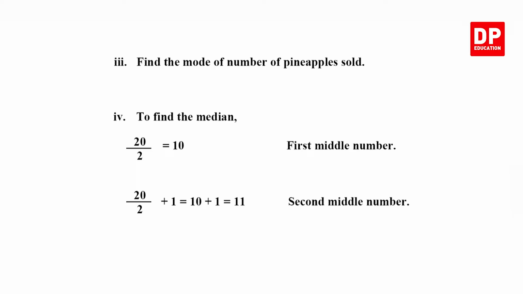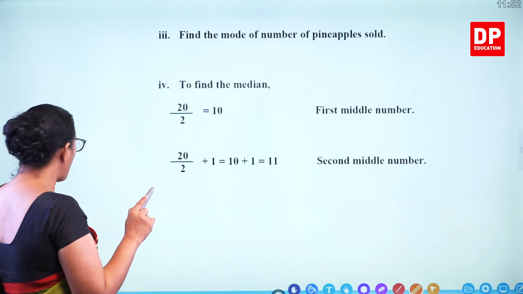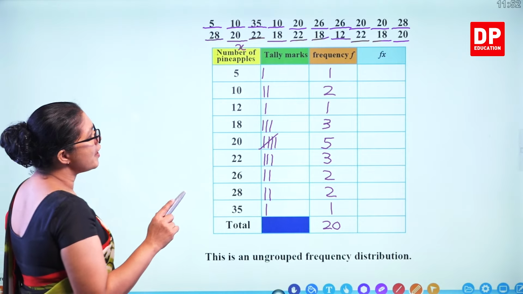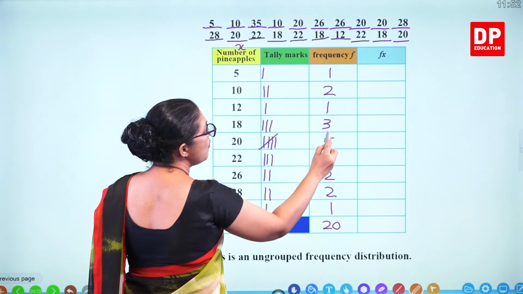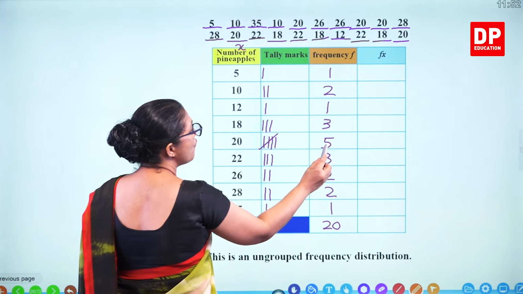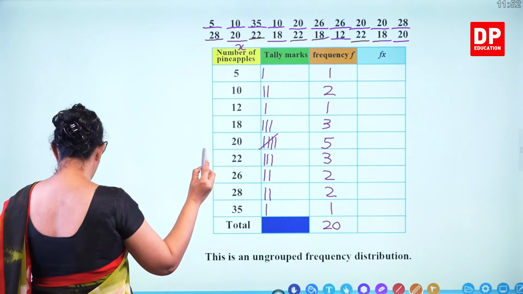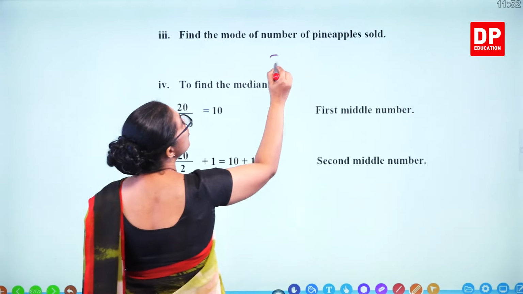So first we'll find out the mode of the number of pineapples sold. Mode, highest frequency. So you look at the frequency column, one which has the highest frequency. So 5. That means 20 is the mode value.